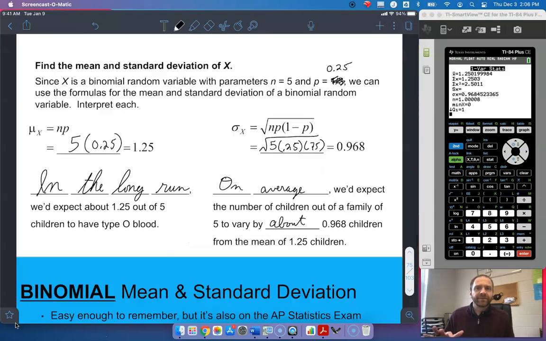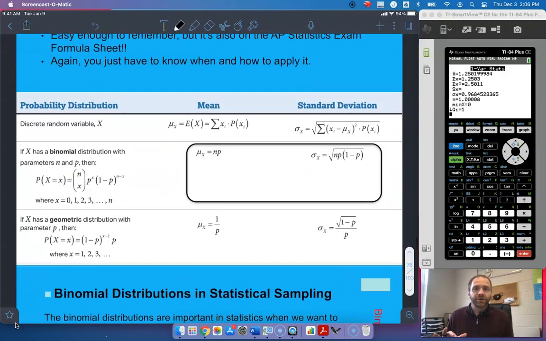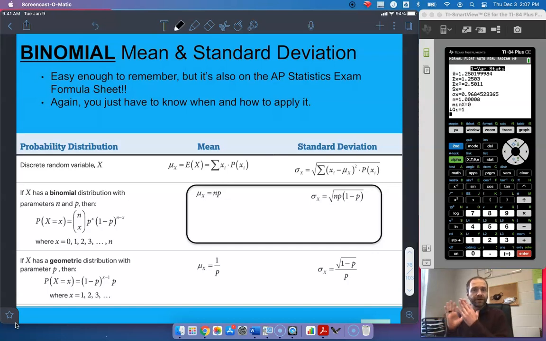It's easy enough to remember, but it is on your formula sheet. And so we have these shortcuts right over there to help us define the mean and the standard deviation of a binomial distribution. Rather than doing the random variable approach that we just did at the beginning of this video with that whole dot dot dot thing, we can use these shortcuts to help us with the mean and standard deviation, which is awesome.